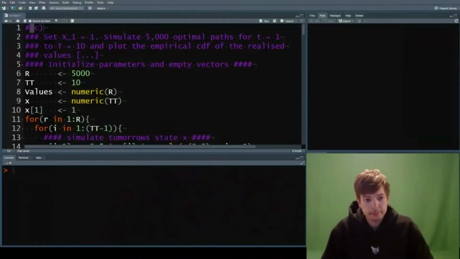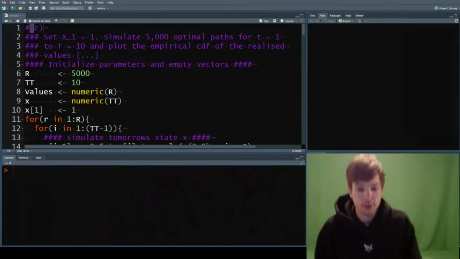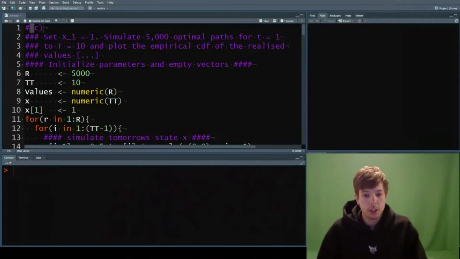Okay, then let's go through the numerical part, or the numerical exercises. The first was to take the results that Jörg just derived, so the optimal control is always 1/2, and then simulate 5,000 optimal paths. So in each period, you choose a control of 0.5, or you invest or consume half of your wealth. Do that 5,000 times, and then plot the empirical CDF of all the realized values that you have in the end.